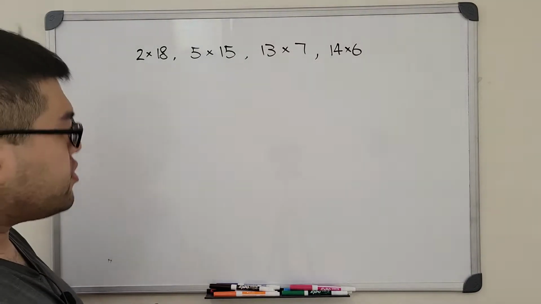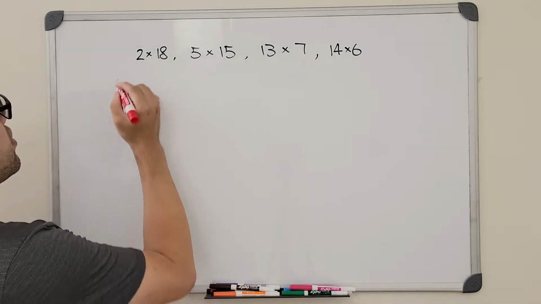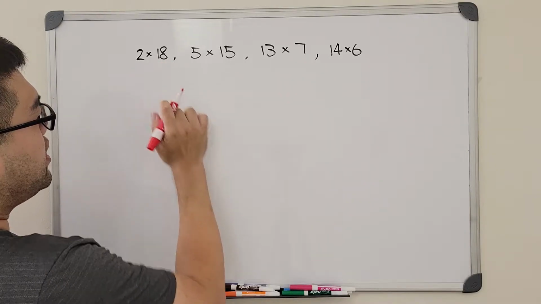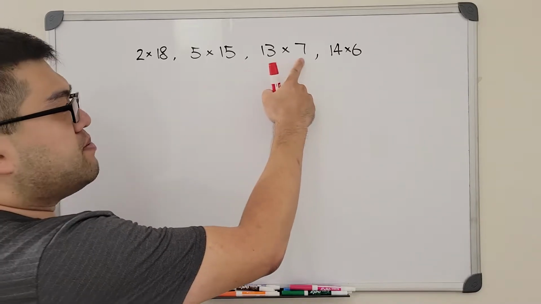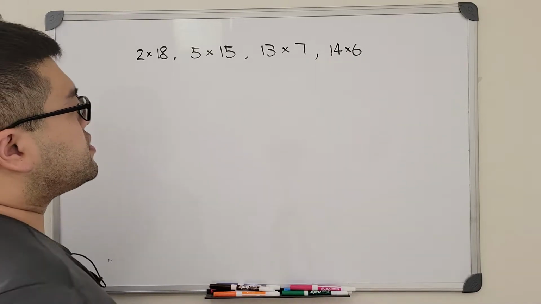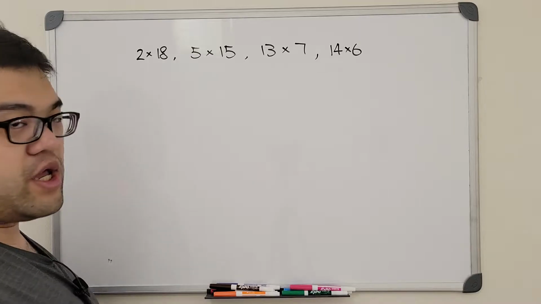For the 4 numbers, what do we see in common? Well, let's take a look. For the first number, we have 2 times 18. The second number is 5 times 15. The third number is 13 times 7. And the last number is 14 times 6. So perhaps you cannot tell it right away.